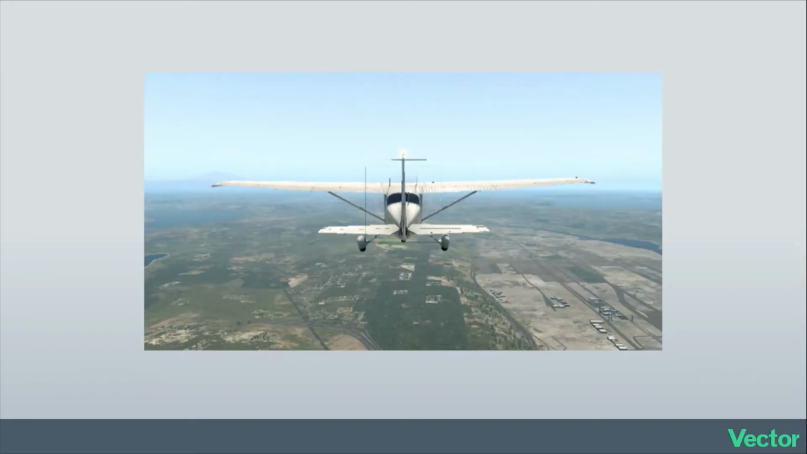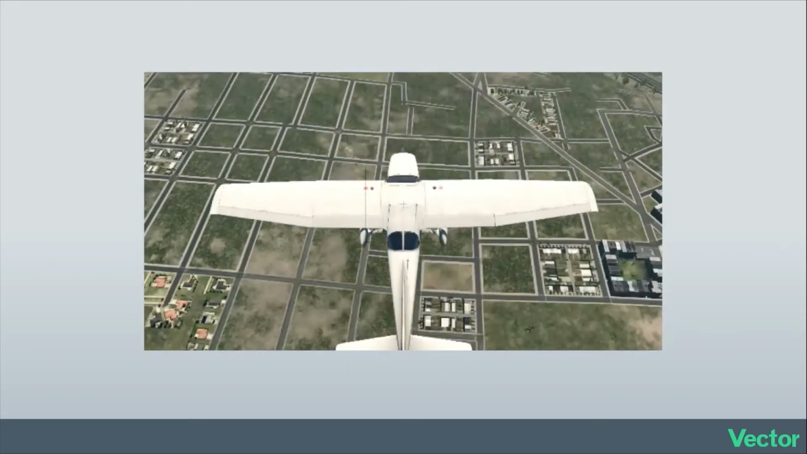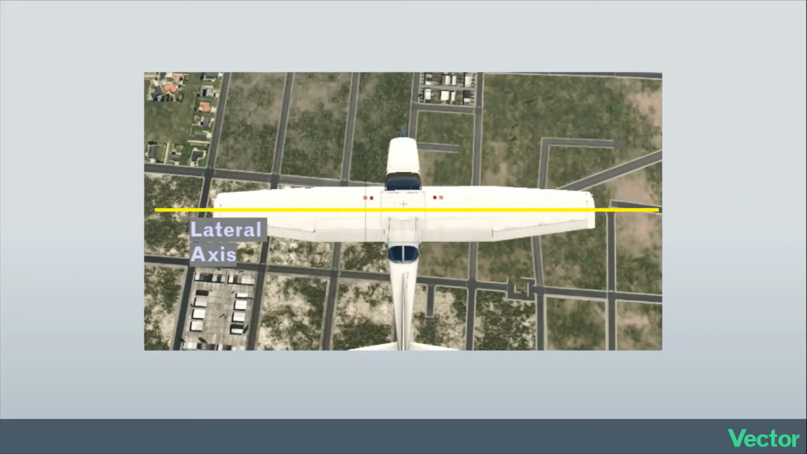Okay, airplanes move in three dimensions. We can control pitch, roll, and yaw, so they move around three axes. The lateral axis, which extends from wingtip to wingtip.